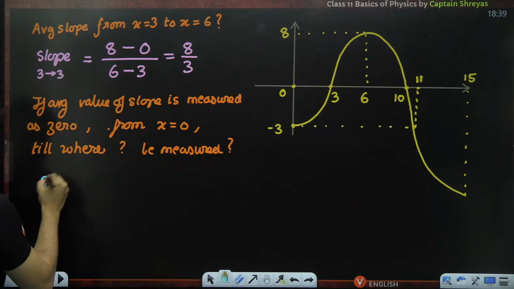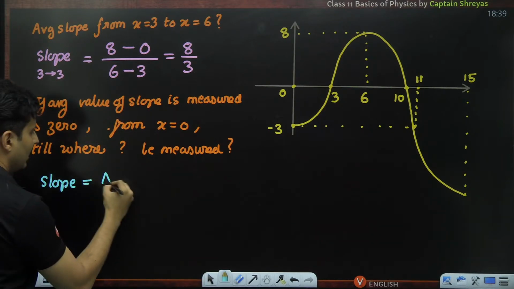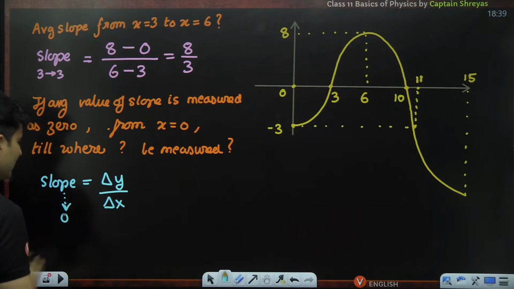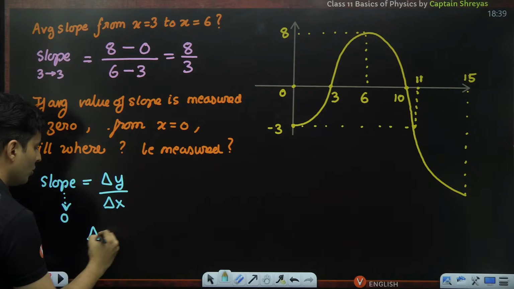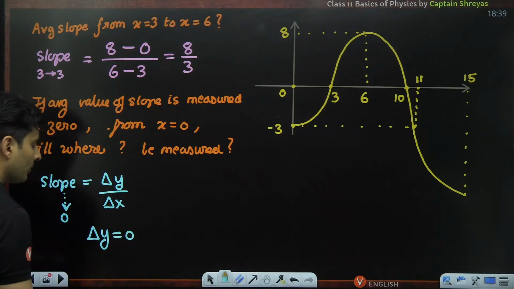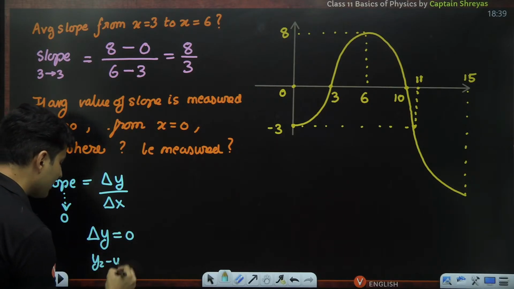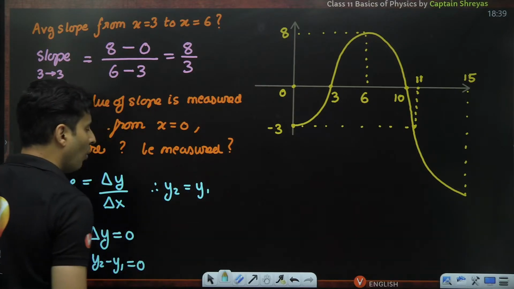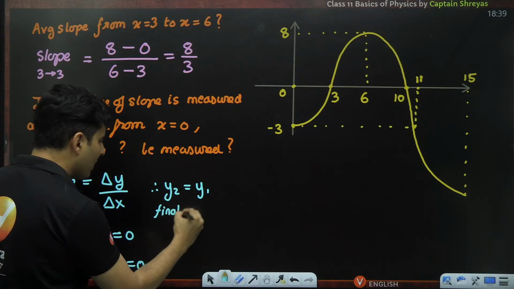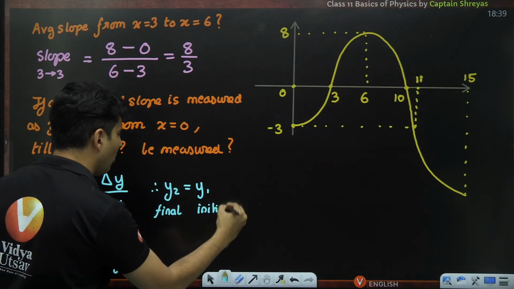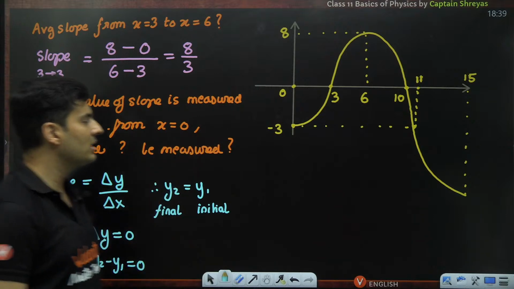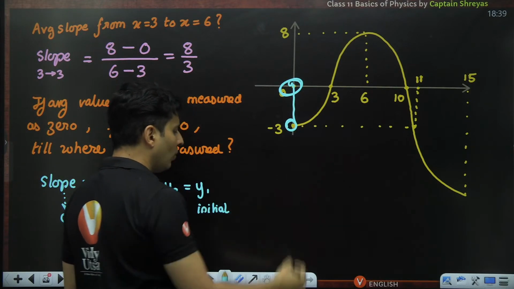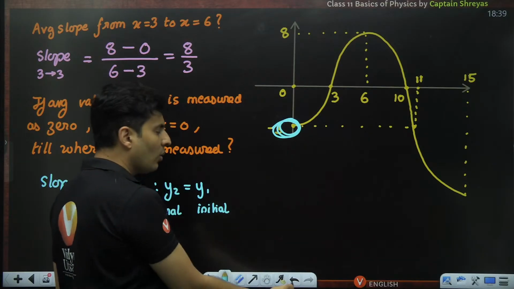So think about it. Slope in general is nothing but change in y upon change in x. But it is clearly mentioned my slope is 0. If slope is 0, that means what? The numerator delta y should be 0. That means y2 minus y1 should be 0. That means the final y coordinate should be same as the initial y coordinate. So what was the original y coordinate when x was 0? When x is 0, the y coordinate was -3.